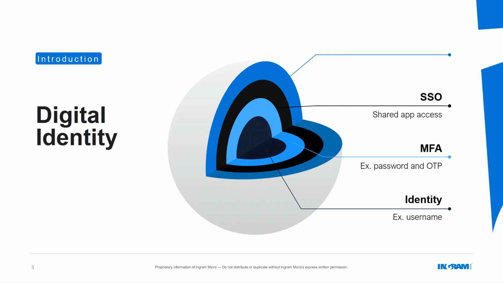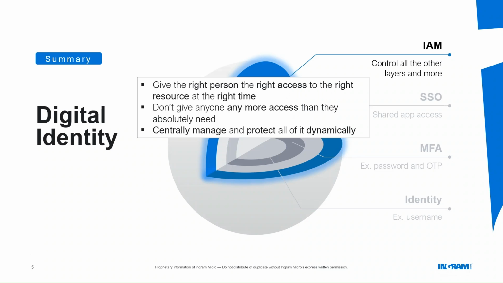That's shared app access. On top of all that is identity and access management, which controls all the other layers of this picture and more on top of that. So identity and access management, what is its real purpose on this big shell we have here? It's to give the right person the right access to the right resource at the right time. Not giving anyone any more access than they absolutely need to perform the function they need to perform, their job, recreationally, what have you, and then centrally manage and protect all of it dynamically.